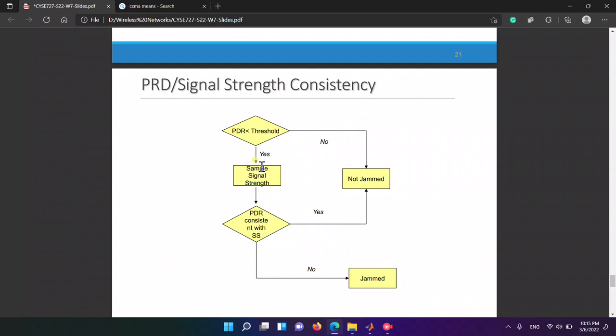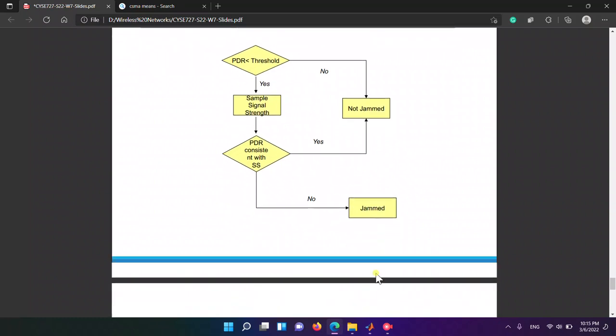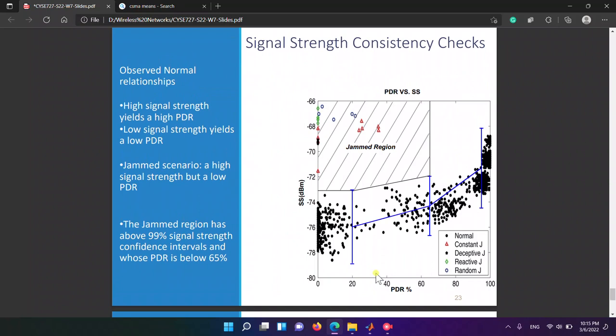If the signal strength is also low, then it's consistent. It means if signal strength is low, for sure the packet delivery ratio will be low. So it's consistent. When we have consistency, we say yes, it's not jammed. But if the packet delivery ratio is very low and less than the threshold, let's say 70%, then we check the signal strength. If the signal strength is really high, then they are not consistent, they are not the same. This is low and this is high, then we say it's not consistent and it's jammed.